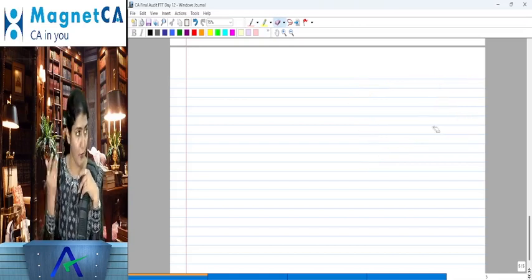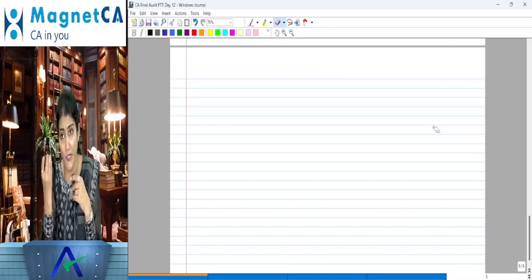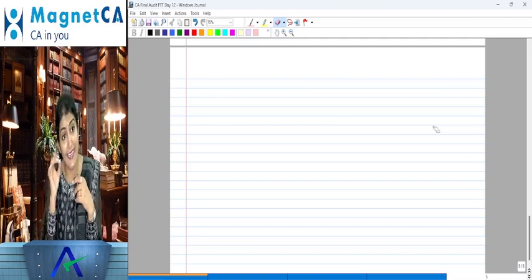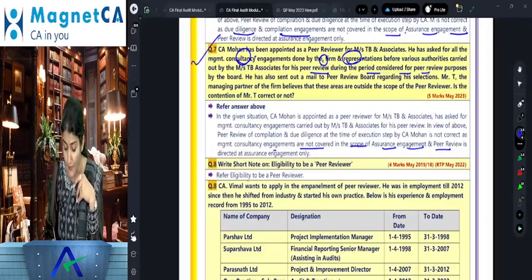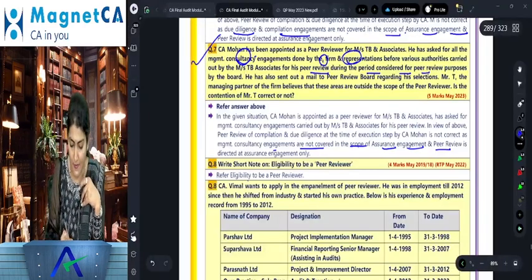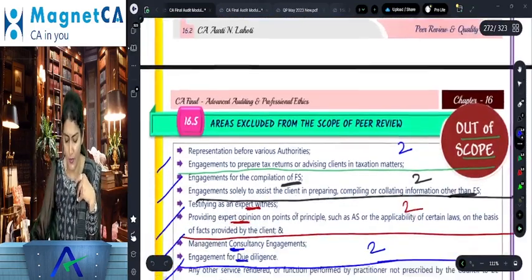Are you able to follow that, everyone? Okay. So what questions I discussed with you? Objective of peer review, scope of peer review, what do you mean by technical, ethical, professional standards, and what is excluded from the scope of the peer review. That is what is not included in the assurance services. Is it clear to all of you?